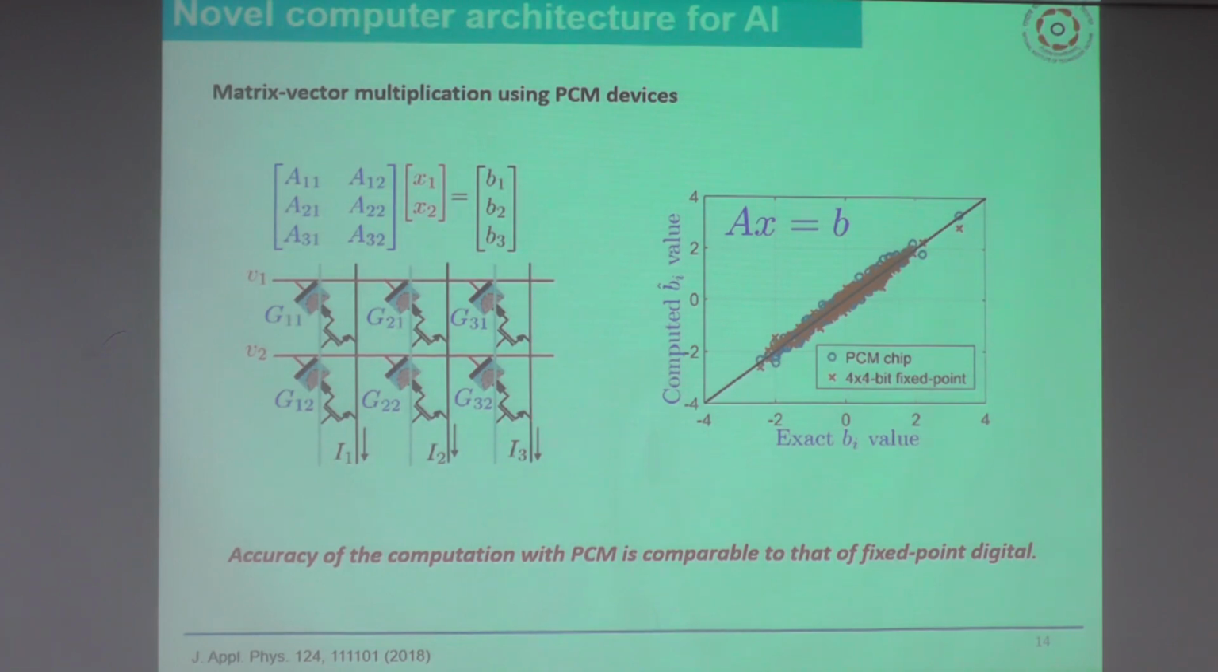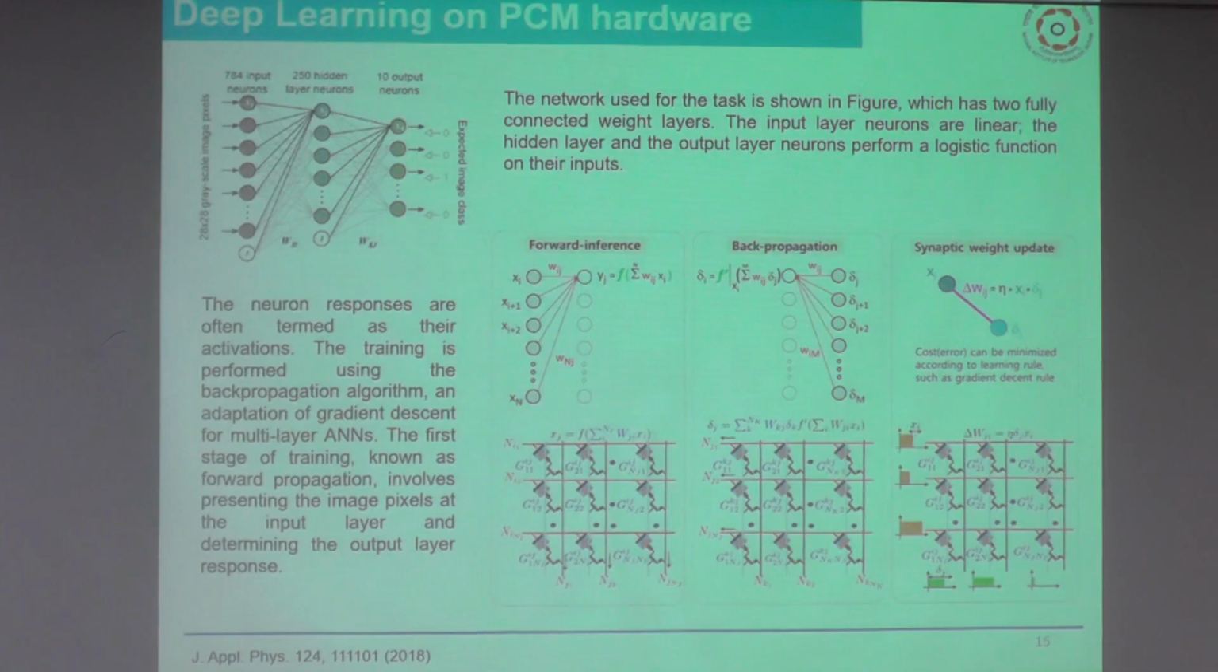You can connect multiple Arduinos and one PCM-based chip, and you have a controller. And then you can design systems. It is very fast. So the accuracy of computation with PCM is comparable to that of fixed-point digital. So it is showing us the property for a novel architecture for AI applications.